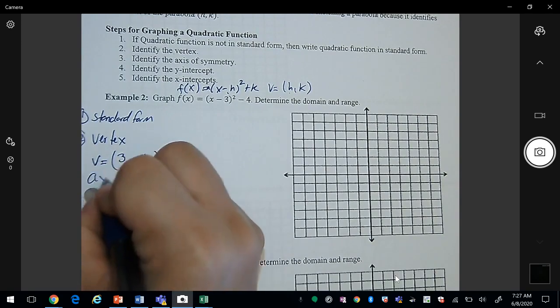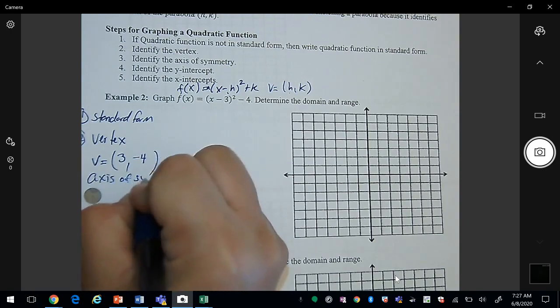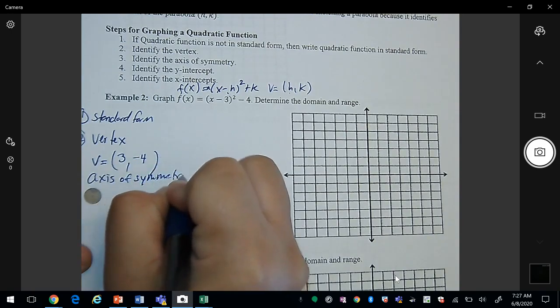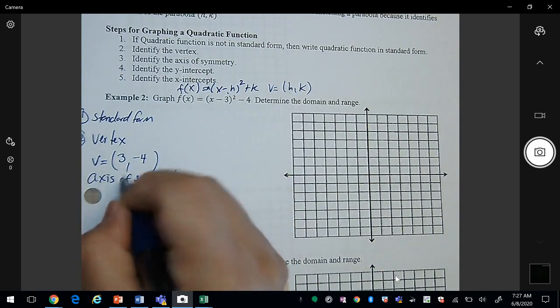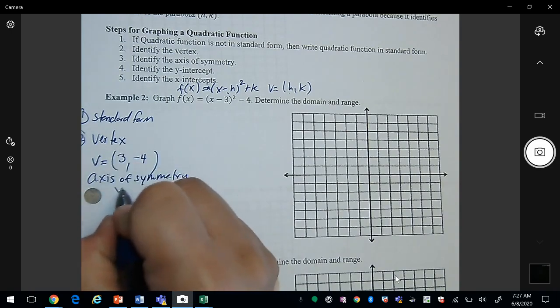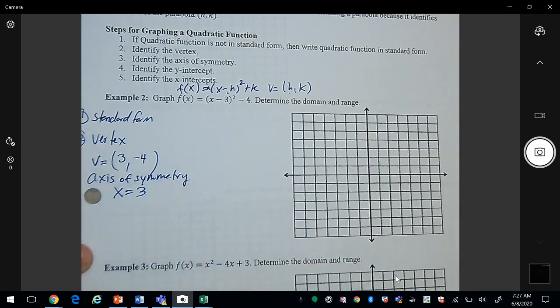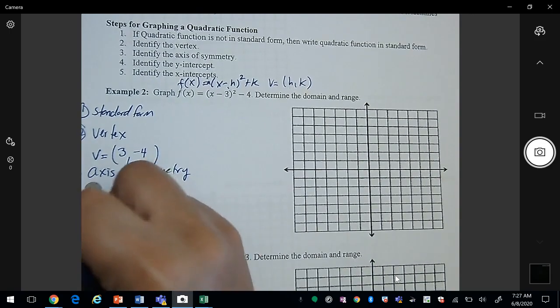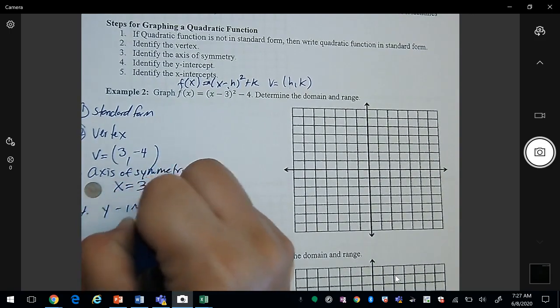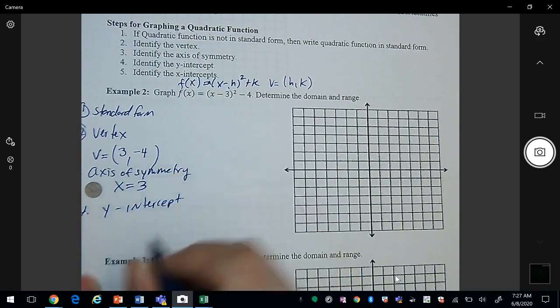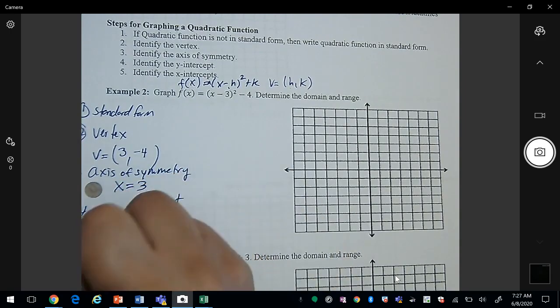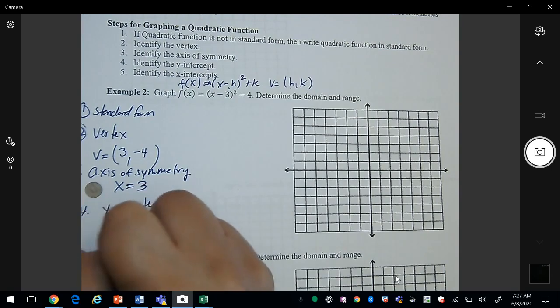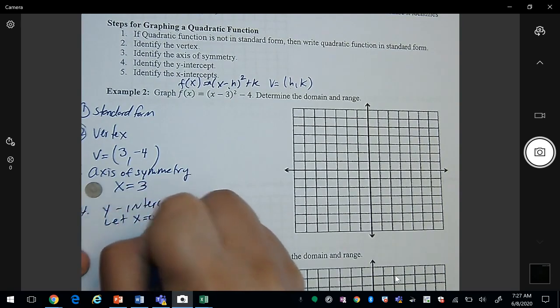Step 3, axis of symmetry. So the axis of symmetry is your h. So we write it as x equals 3. Then we want the y-intercept. So for the y-intercept, we let x equals 0 and solve for y.